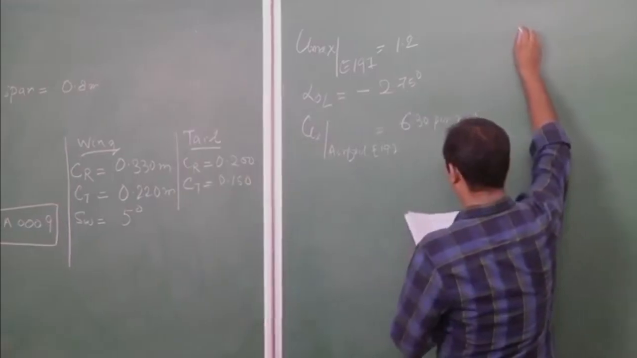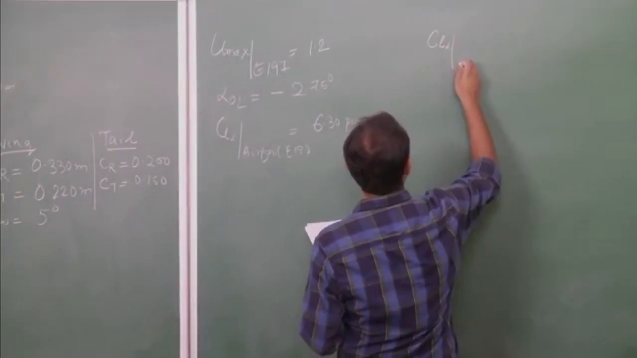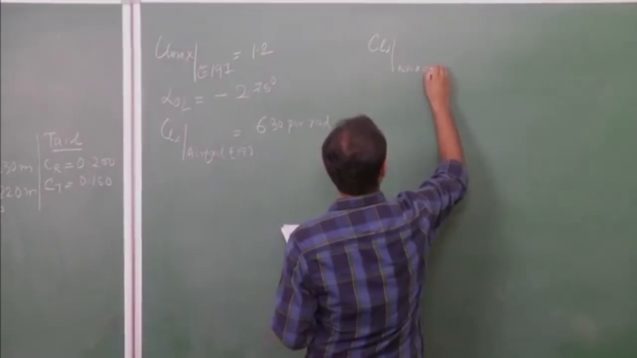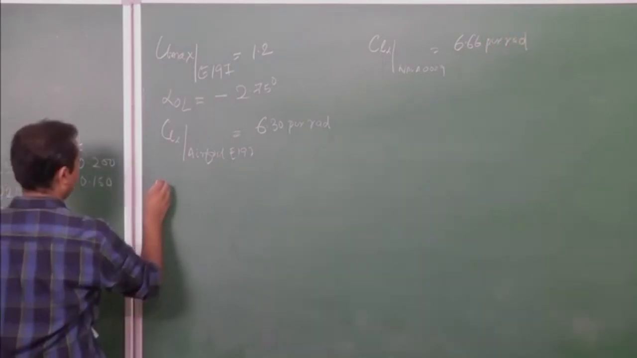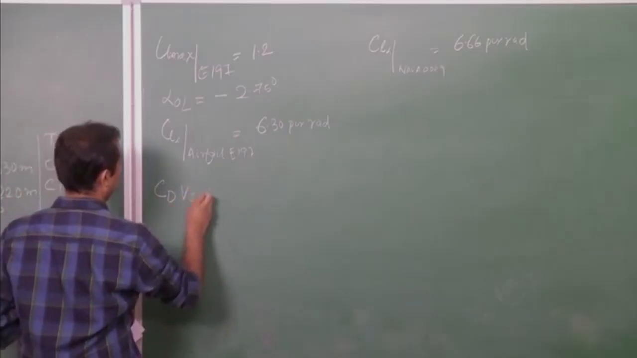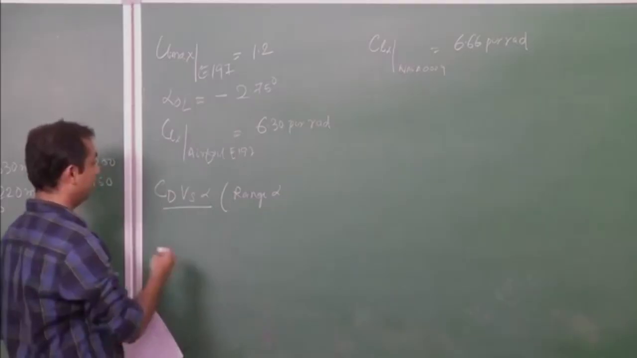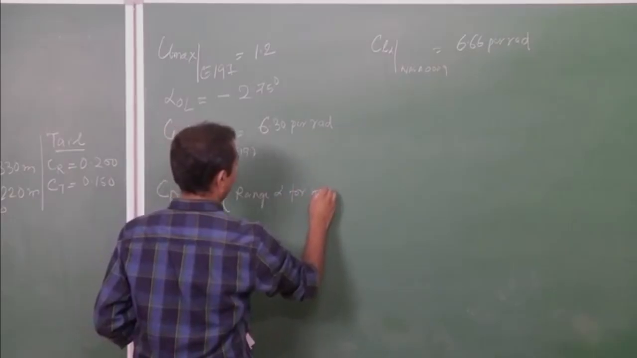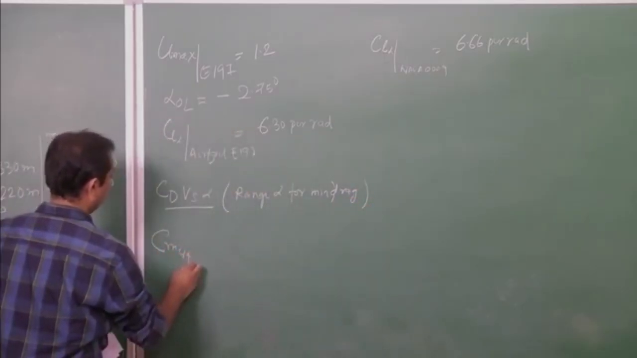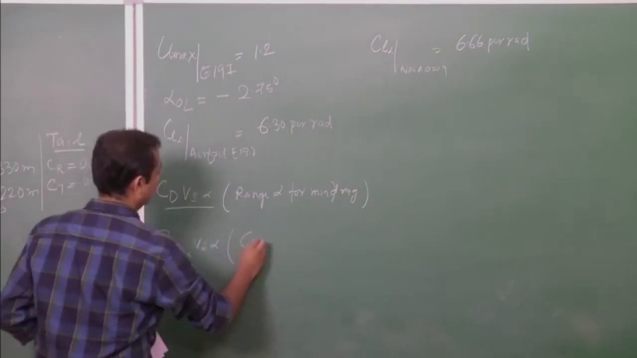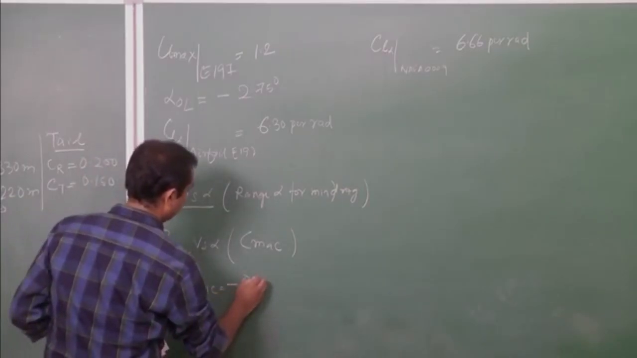Similarly for tail, you will be getting CL alpha for NACA 0009 equals 6.66 per radian. Second information we'll get from the CD versus alpha graph, that is, in what particular range of alpha should I operate in order to have minimum drag. Range of alpha for minimum drag. And third, CM at quarter chord versus alpha in order to get CMAC. And for Eppler 197, CMAC is around minus 0.07.